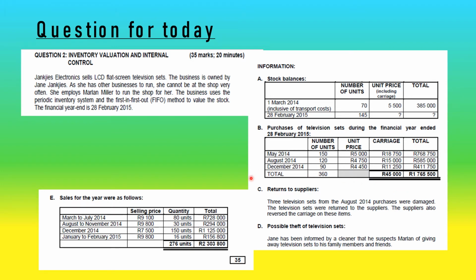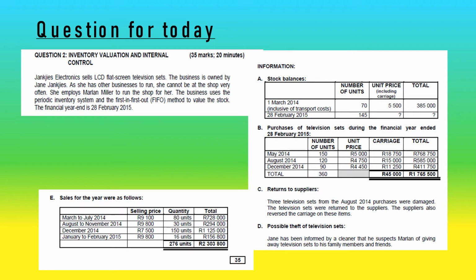And you'll see you've also got your carriage cost stated here separately, which gives you your total. Okay, we've got some more information about 3 television sets from August. Purchases were damaged and the television sets were returned to the suppliers. The suppliers also reversed the carriage on these items. So you can see, although your number of units you've purchased is 120, rightfully it should be 117 and not 120 because you've actually returned the 3 back to the supplier. You can't sell those.